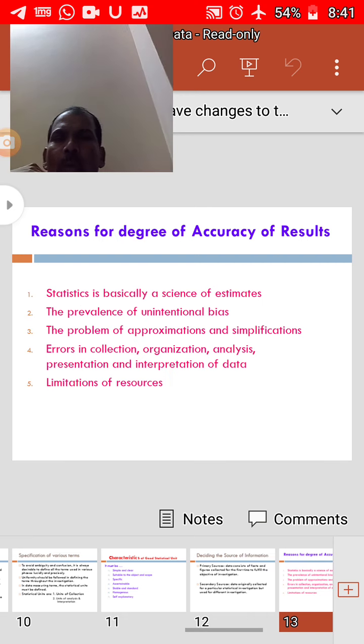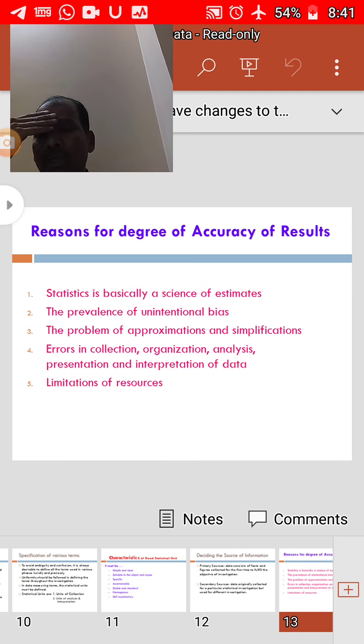Now we'll discuss reasons for the degree of accuracy of results. Before the commencement of collection of data, it is necessary to specify the degree of accuracy desired in clear terms. Since perfect accuracy is not possible, the investigator must aim at a reasonable degree of accuracy. This is because of the following reasons. One is statistics is basically a science of estimates, and the prevalence of unintentional bias.